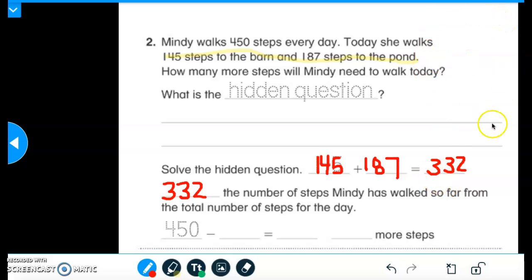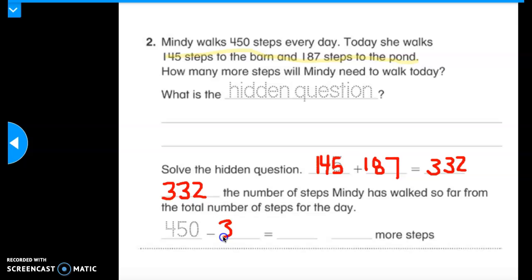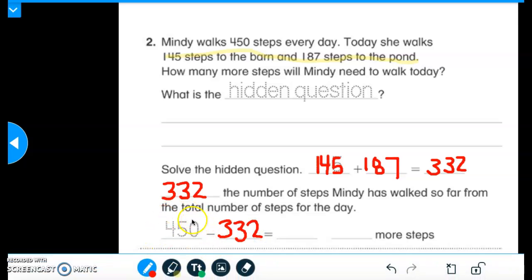332. Again, that's going to be easier to do if you do it vertically instead of horizontally this way. That makes it a little bit tricky, so I hope you did that on a piece of paper. So 332 is the number of steps Mindy has walked so far from the total number of steps for the day. So we know that she takes 450 steps every day, and she has already taken 332 steps. So if we take 450 and we subtract 332, we're going to get our answer.